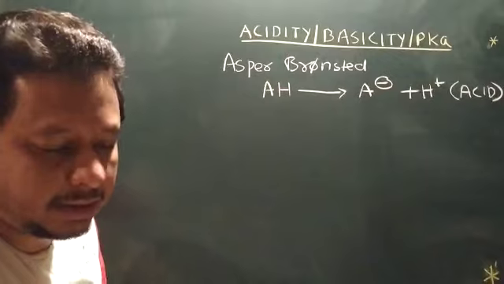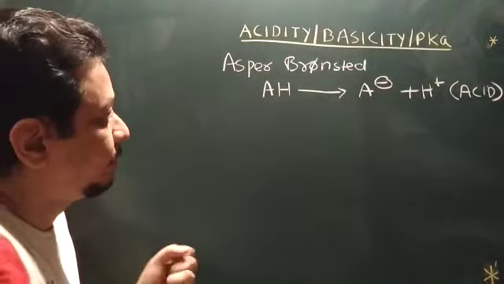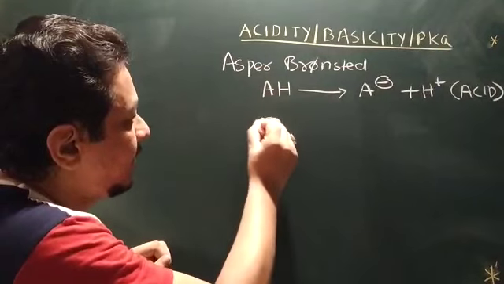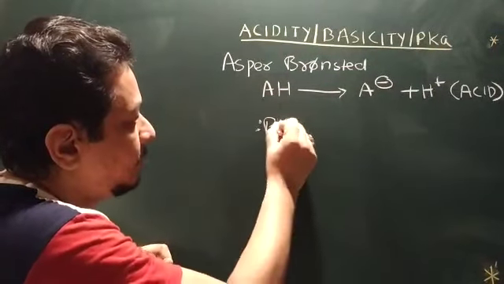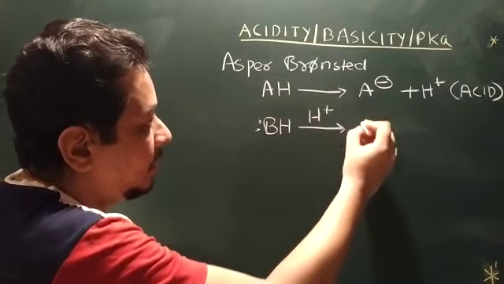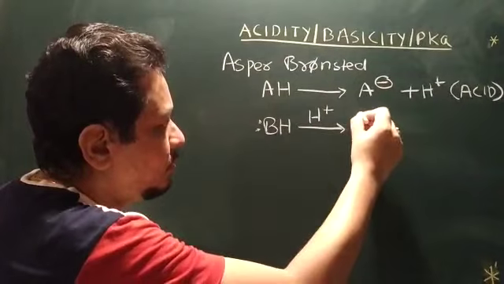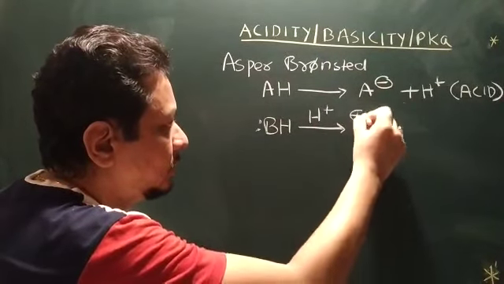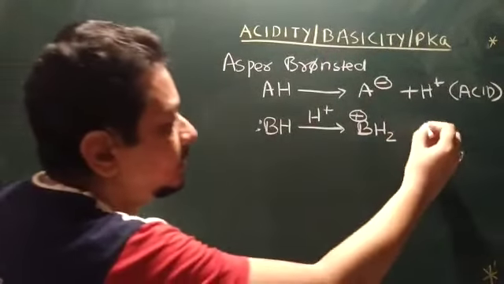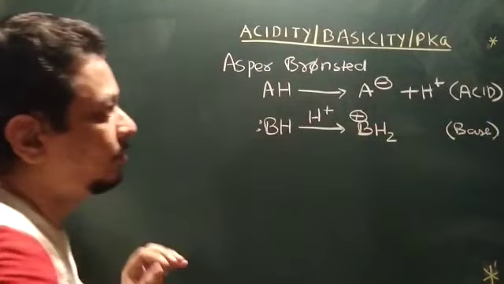Then a base is nothing but a species that has a tendency to accept a proton. So if this is a base B, it has a tendency to accept a proton, so it creates BH+ over here, and this is a base as per Bronsted.